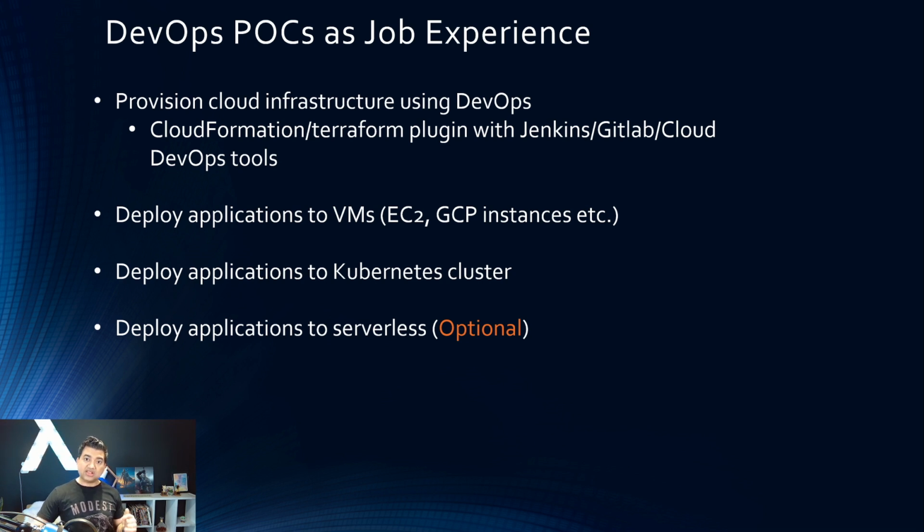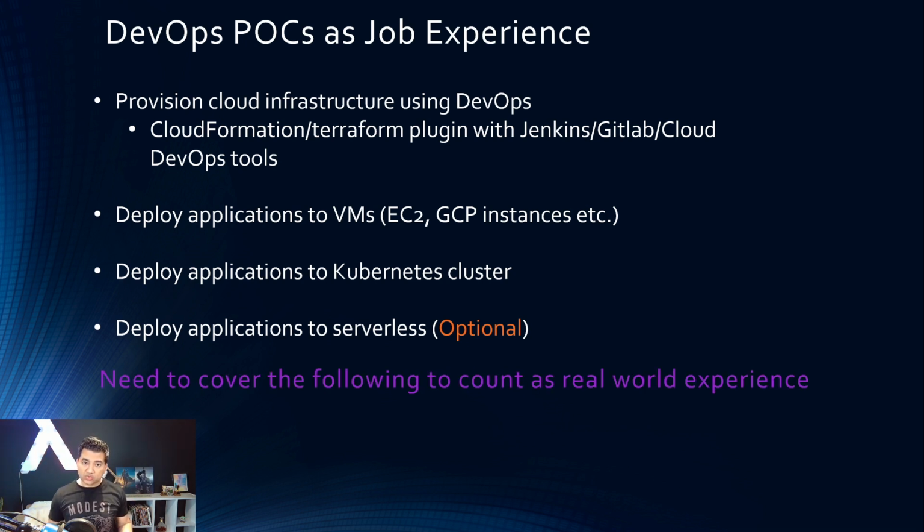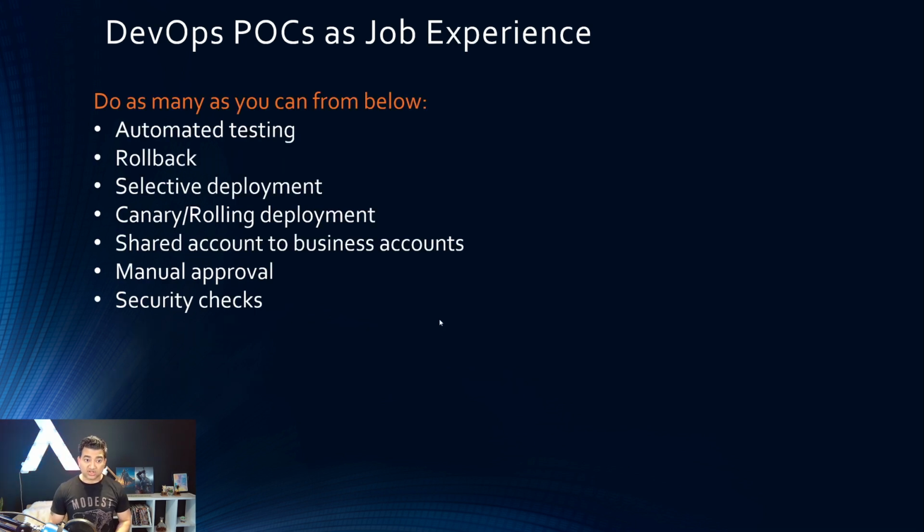Second, you should also know how to deploy applications to virtual machines, such as on EC2s, GCP instances, etc. And third, you should know how to deploy applications to Kubernetes cluster. Deploying application to serverless is a stretch goal right now, so it's optional. And when you are doing these DevOps pipelines, you need to cover the following things that I'm going to show you guys and girls to count as real-world experience. So you have to do as many as you can from below.